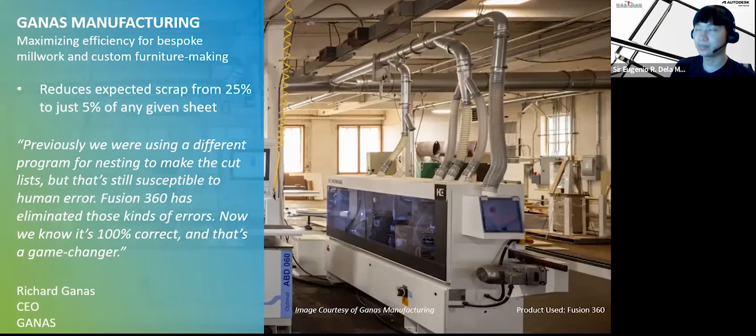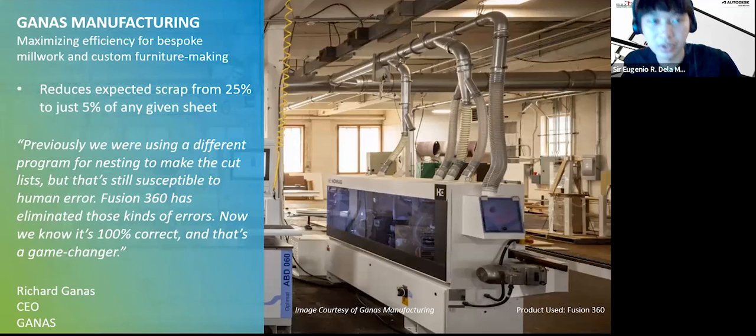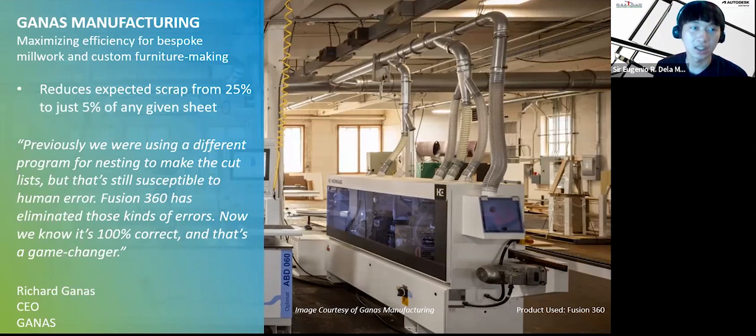So we watched the company, Ganas Manufacturing. Basically they used the Fusion 360 Nesting and Fabrication Extension to reduce their scrap from 25% to just 5% of any given sheet. We can see here that they said, previously we were using a different program for nesting to make the cut lists, but that's still susceptible to human error. So Fusion 360 has eliminated those kinds of errors. Now it's 100% correct, and that's a game changer.